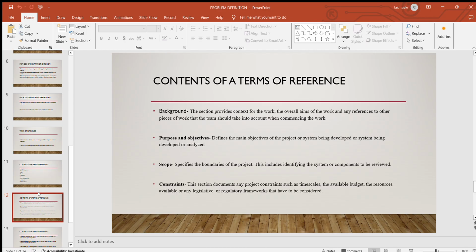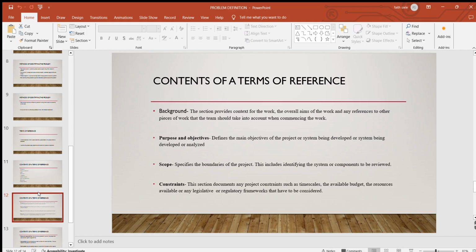Then number two, we have purpose and objectives. It defines the main objectives of the project or system which is being developed or analyzed. The purpose should be aligned with the identified problem indicators and clarify what needs to be achieved.